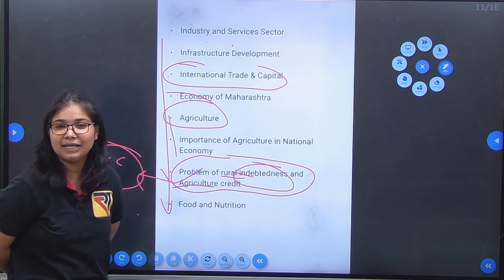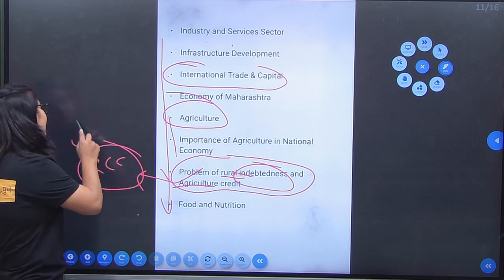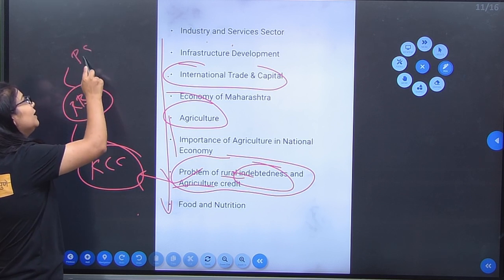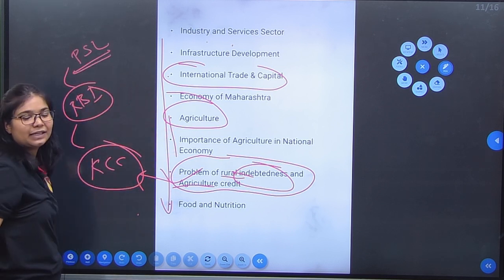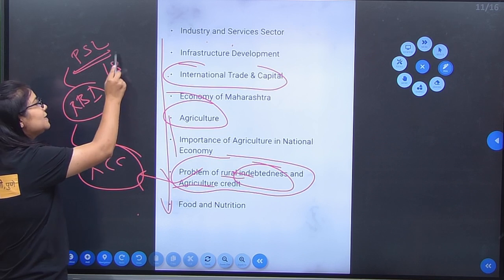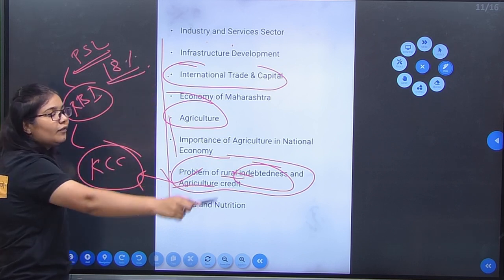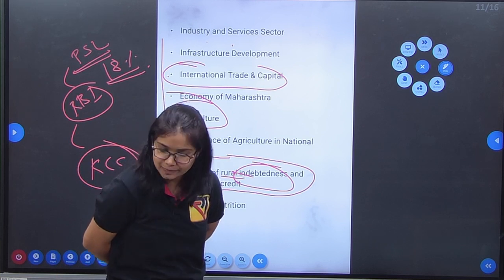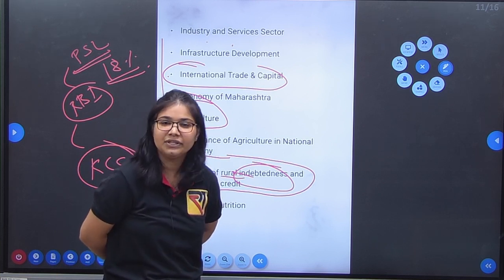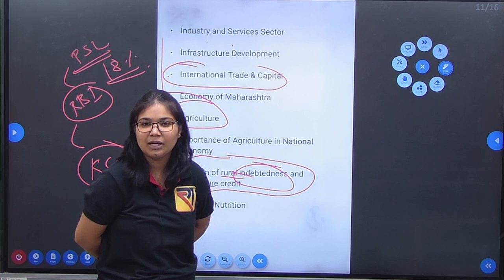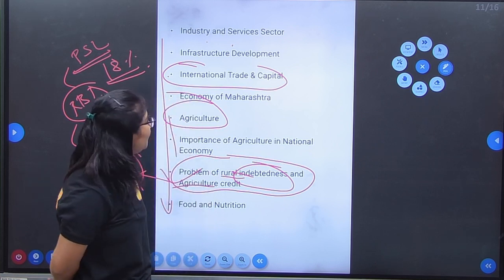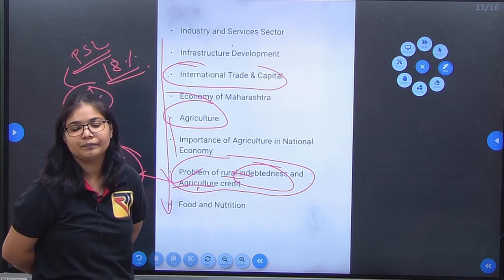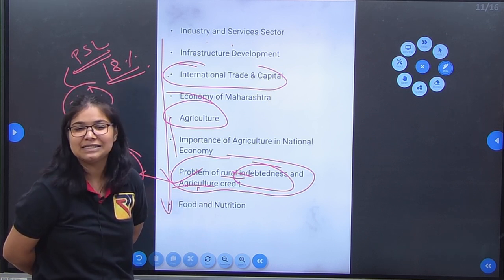What is it? There is one scheme run by RBI called priority sector lending. In that priority sector lending, around 18% of the loans given by the scheduled commercial banks should be given to agriculture. What are the scheduled commercial banks? We will discuss that in the banking section, the monetary section. We'll discuss what it is and why it is.